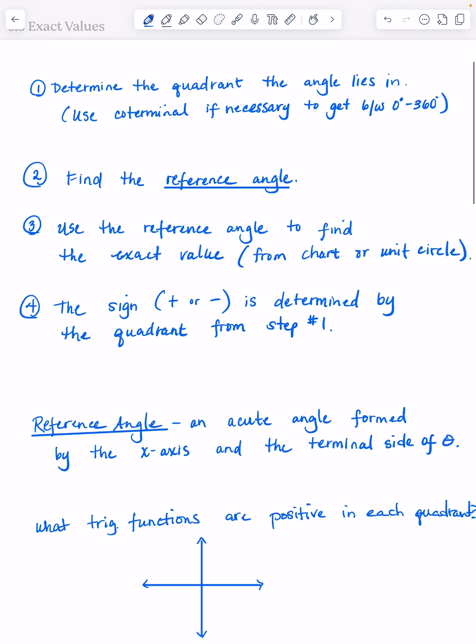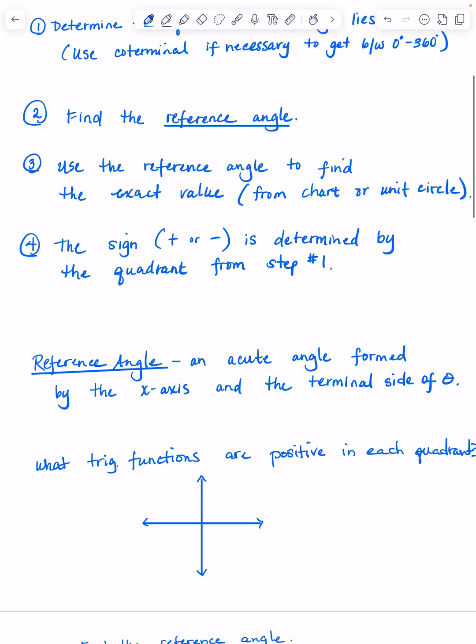Okay, so the reference angle by definition is an acute angle, so it's less than 90 degrees, and it's formed by the x-axis and the terminal side of theta. So that's going to be very important to remember. So if you're in quadrant 1, for example, let me draw a little picture here. All the angles in quadrant 1 are positive. So if the angle's positive in quadrant 1, the reference angle is itself. Okay, so that would just be theta.